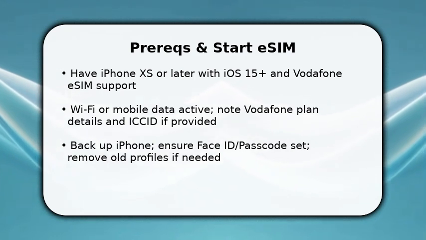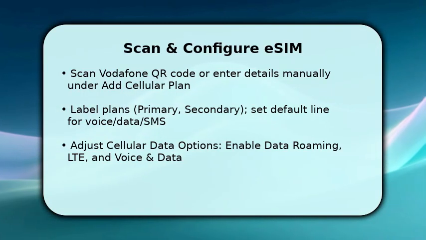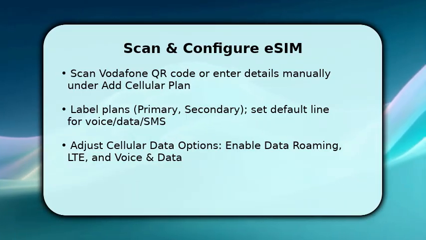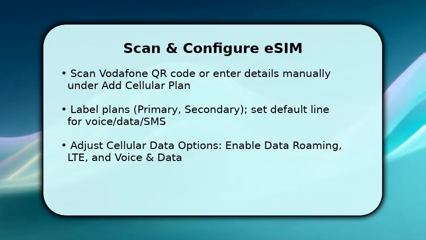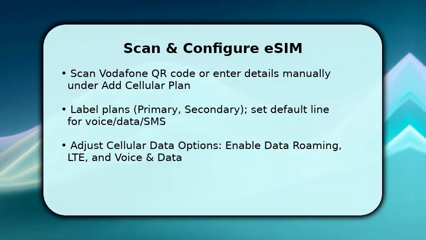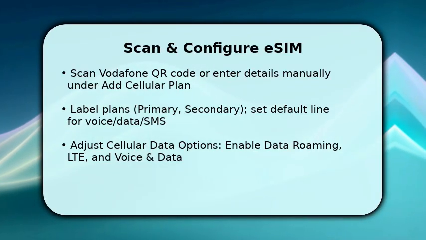Now tap Add Cellular Plan. You scan the Vodafone QR code or choose Enter Details manually if needed. This creates the eSIM profile on your device. After the profile appears, tap it to label the line so you can distinguish plans.